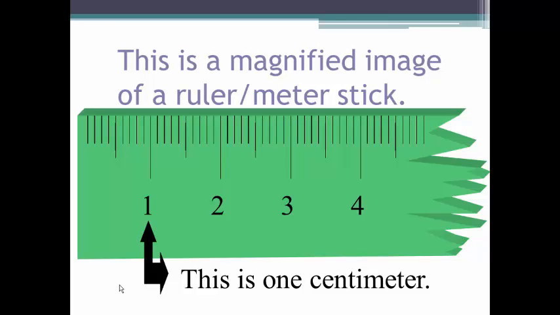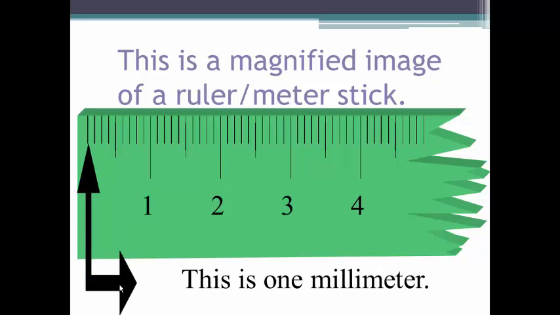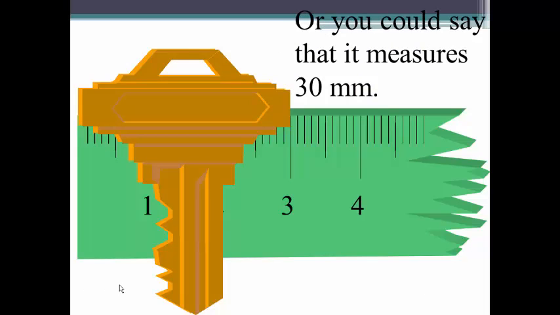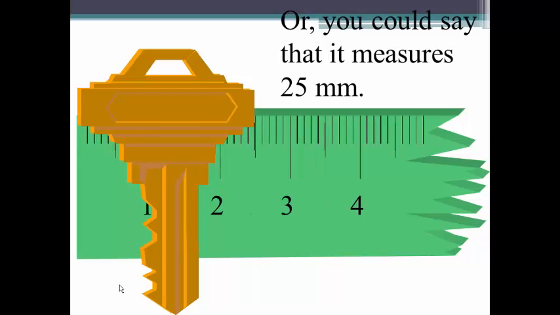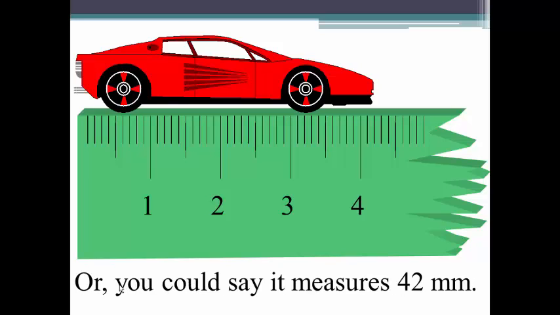Right, let's look at a ruler or meter stick. The numbers 1, 2, 3, 4 refer to centimeters. The shorter line halfway between them is half of a centimeter, or 0.5 centimeters. And the tiniest lines on the ruler or meter stick are millimeters. This key, as you can see, measures 3 centimeters. Or you could say that it measures 30 millimeters. This one measures 2.5 centimeters, or 25 millimeters. This car measures 4.2 centimeters. What would that be in millimeters? Pause me till you know the answer. 42 millimeters.